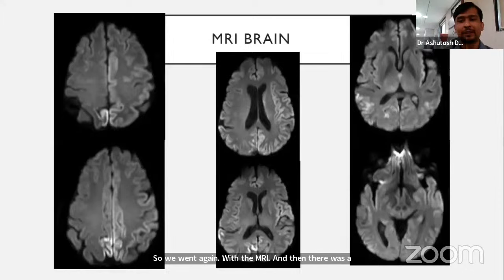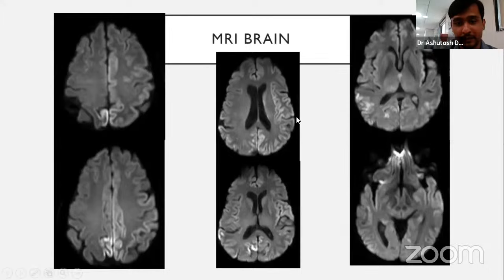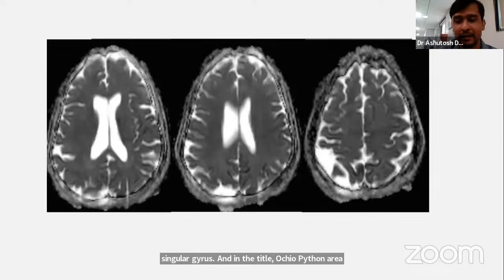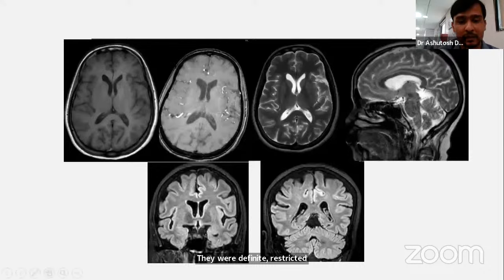This is the diffusion weighted axial images, which show cortical ribboning in multiple areas. The left perisylvian area is significantly affected, along with the cingulate gyrus and the posterior parietal area, with corresponding ADC drop also present. We can see in this image here, there was definite restricted diffusion, and in this coronal section, the corresponding FLAIR hyperintensity can also be appreciated. However, the basal ganglia hyperintensities were not very significant, and the angiography was normal.